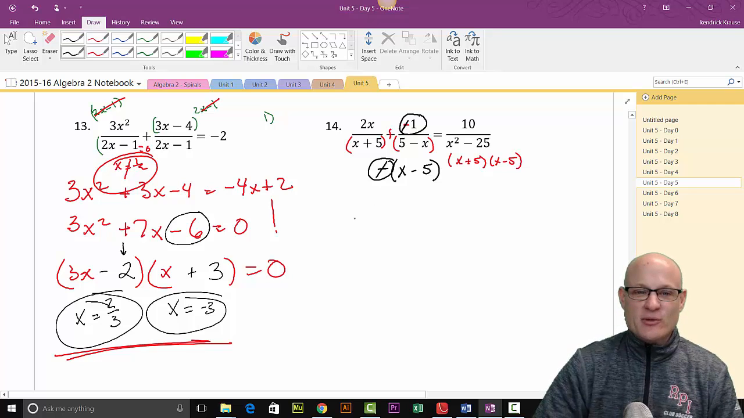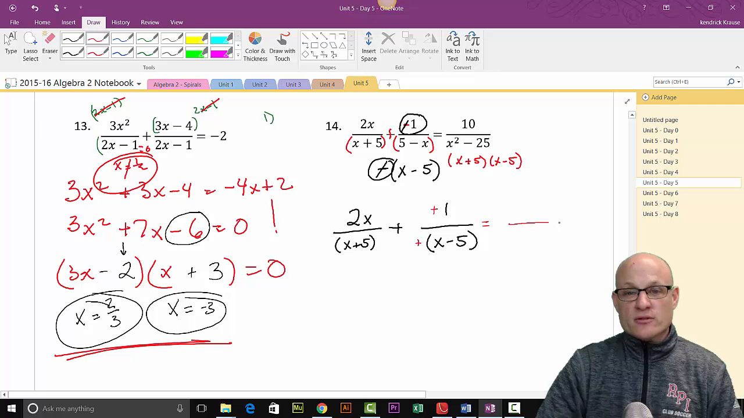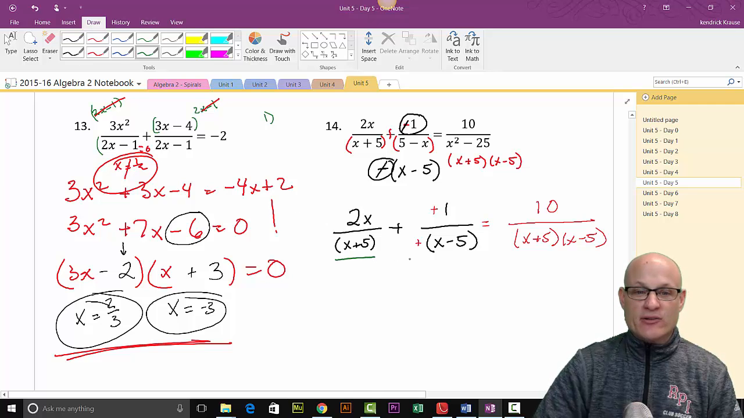Oh. So let's see what I got here. I end up with 2x over x plus 5 plus 1 over x minus 5. Remember, there was a negative up here, and I did switch it around by putting a negative, but these two negatives really made a positive. Equals 10 over x plus 5, x minus 5. All right, now that I've looked at it like that, now I could say, okay, the common denominator is x plus 5, x minus 5. So I'm going to put that next to each one.